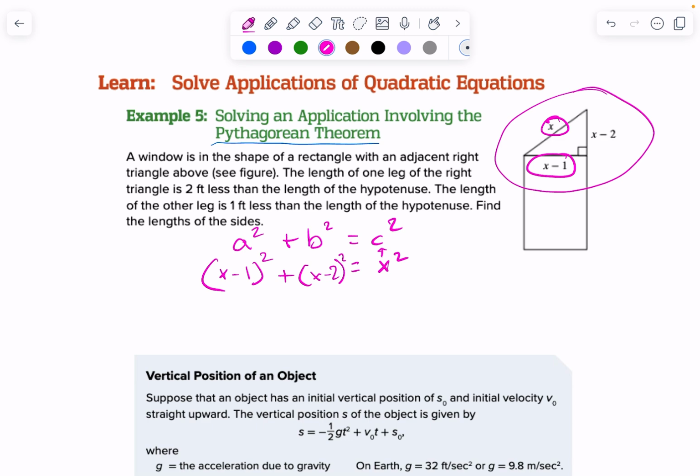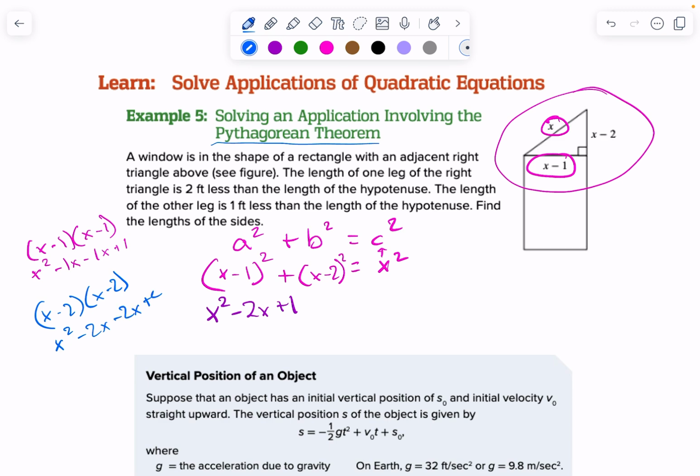Okay. All right, so we've got to FOIL the x minus 1 squared, which means x minus 1 times x minus 1. And if I do that off to the side, you can probably do this in your head, but I'll write it all out. X squared minus 1x minus another 1x plus 1. So that ends up being x squared minus 2x plus 1. That's what that ends up being, okay? Then I'm going to start on the x minus 2 squared, so x minus 2 times x minus 2. And that is x squared minus 2x minus another 2x plus 4, or x squared minus 4x plus 4. And then I have equals x squared here.